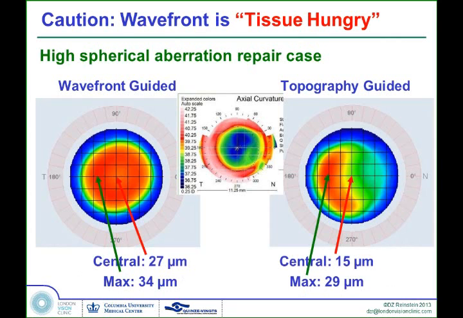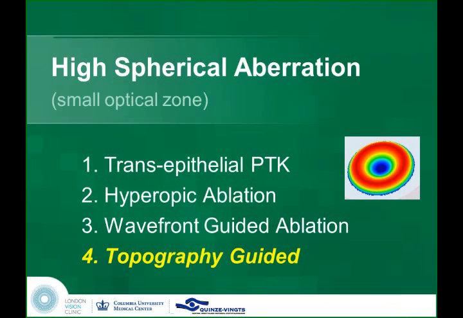And if we compare a single case, this is a case with high spherical aberration, and we look at the wavefront-guided versus the topography-guided simulations of repair, you see that the central tissue removal in the topography-guided is significantly less than the wavefront-guided, and even at the maximum point there is a difference. So topography-guided treatments seem to be more tissue-sparing to be able to achieve an improvement compared with wavefront-guided. But there's a little bit more to the story than that, and we're going to talk a little bit more about topography-guided treatments now.